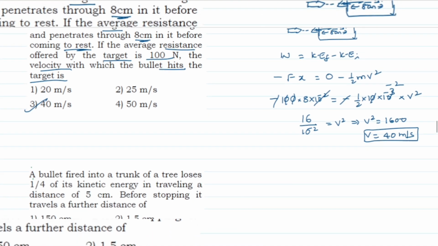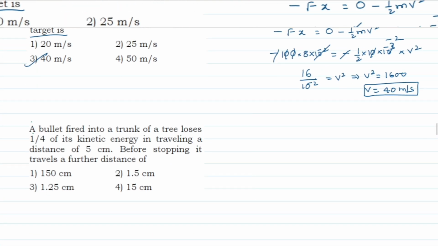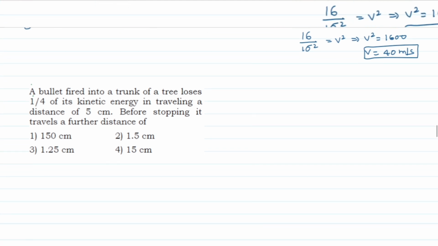A bullet fired into the trunk of a tree loses 1/4 of its kinetic energy in traveling a distance of 5 centimeter. Before stopping, it travels a further distance of what? Now, firing into the trunk is given. Here a tree is given, and you can write this as a tree trunk. You just imagine, here you are firing the bullet.